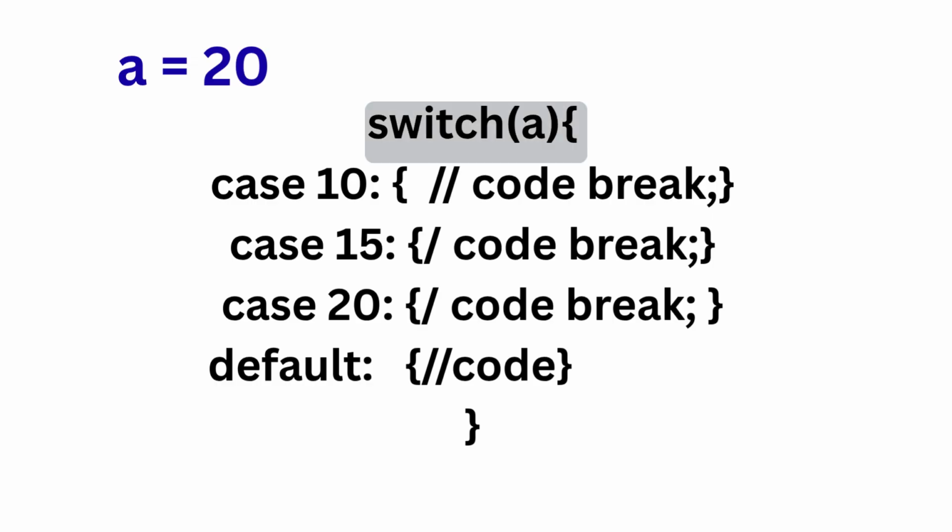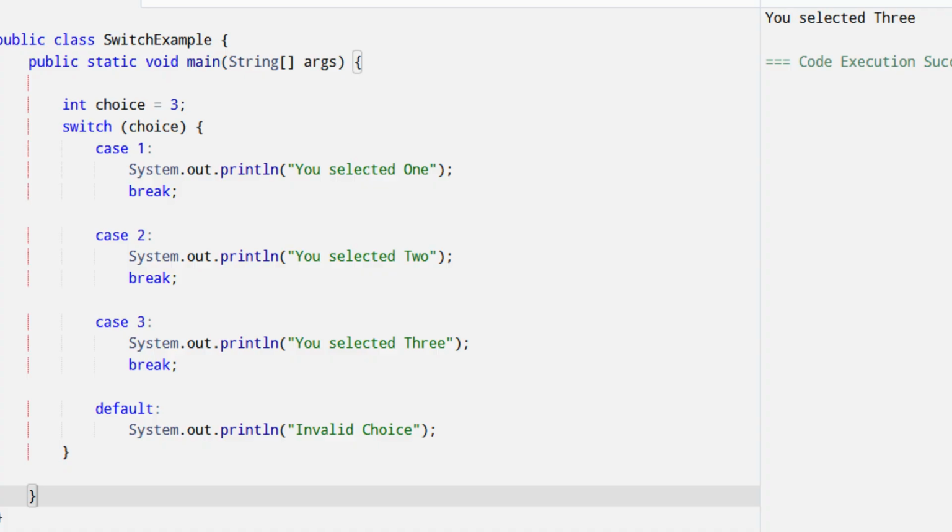Here is the syntax. Switch tells Java we want to compare a variable. Case: each case represents a possible value. Break stops the execution of the switch statement. Without break, Java continues executing the next case. Default: if none of the cases match, the default block is executed. Let us write our program. Here is the program. When the input variable matches any case, the code block executes. If it encounters the break, the program stops.